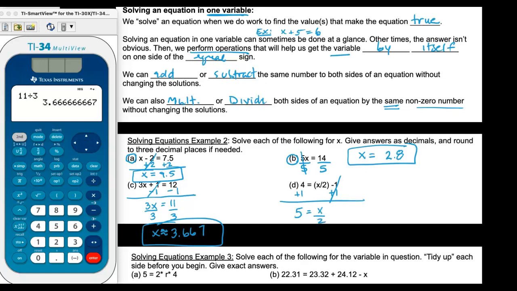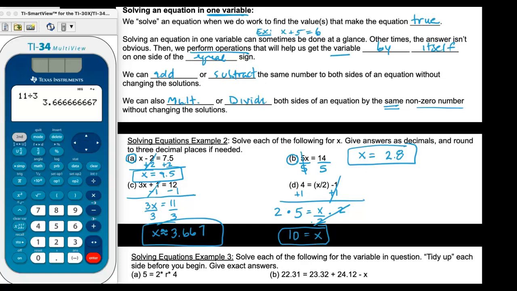I'm just going to write it vertically here. And then I have to do the opposite of dividing by 2. So I could multiply both sides by 2. And if I do that, then these two just cancel out. And so I've got 10 on the left equals x.